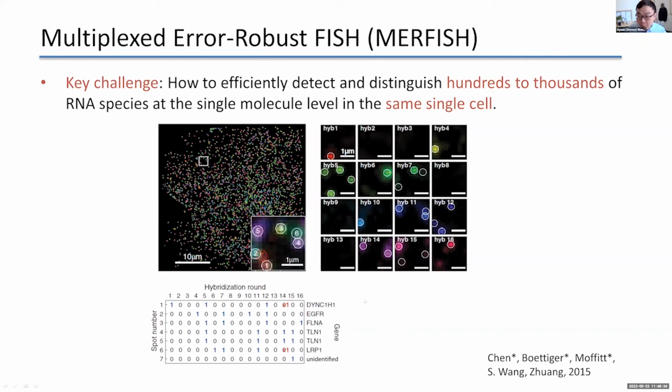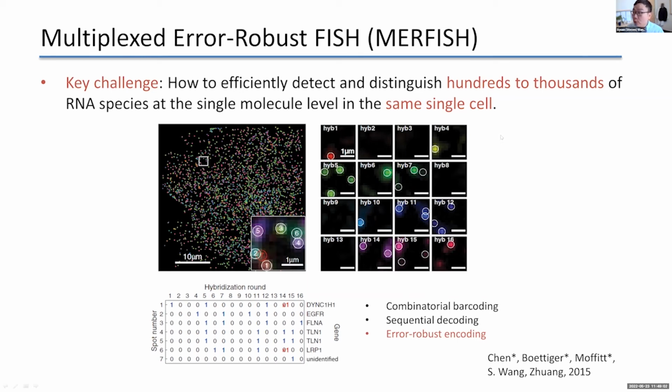I do want to mention that besides the combinatorial barcoding and the sequential decoding, there's another innovation in MERFISH: an error-robust encoding procedure that's borrowed from telecommunication. So in the decoding procedure, we can tolerate single-digit errors and correct such errors. With these types of strategies, we were able to efficiently detect and distinguish hundreds to thousands of different RNA species at a single molecule level in the same single cells.